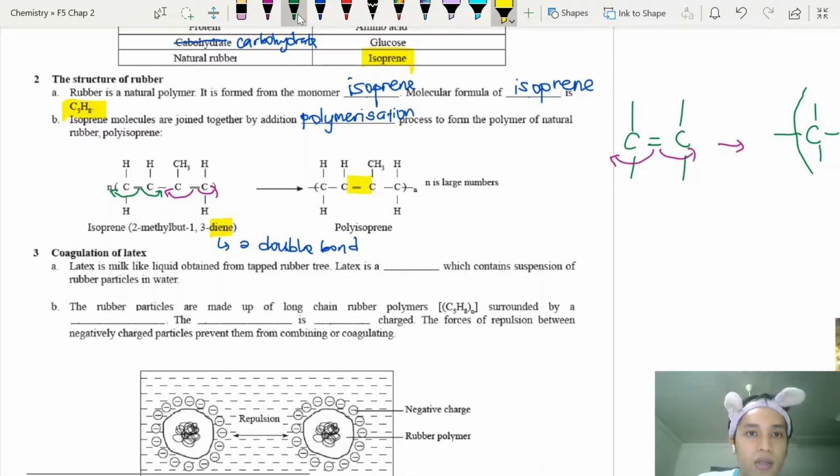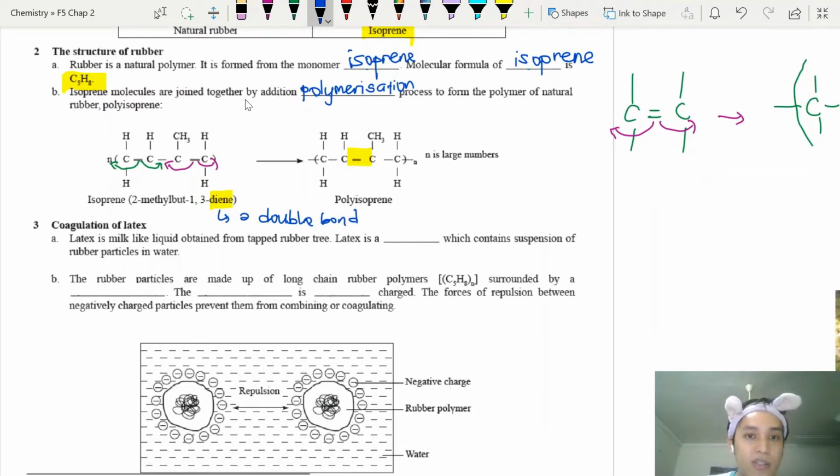And then remember that we have 5 carbons, C5H8. 1, 2, 3, 4, 5. This one is a side group. And then 8 hydrogens. So this is the structural formula for polyisoprene. Remember the monomer and also the polymer. Very important. This one normally they will ask in your exam.